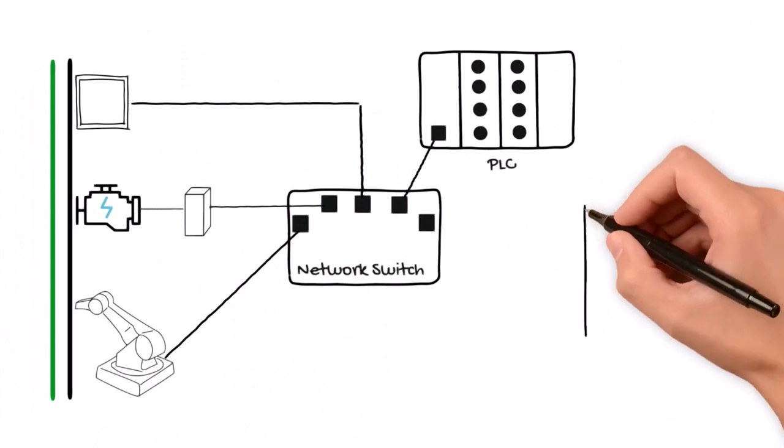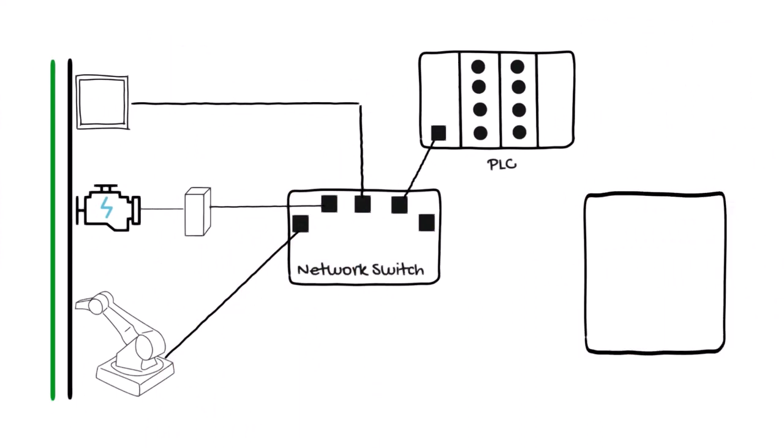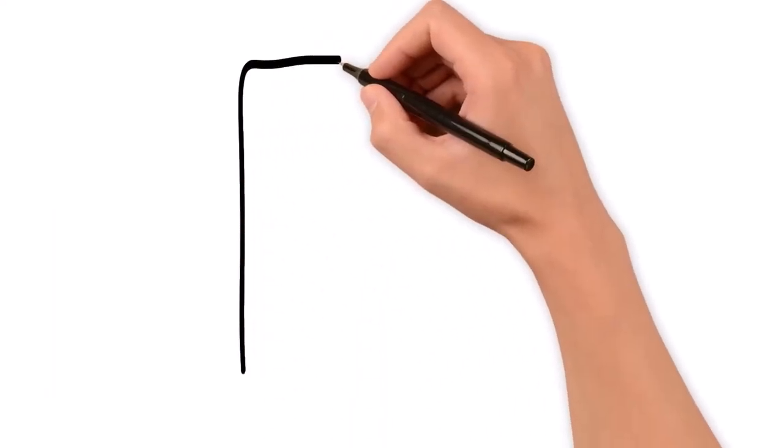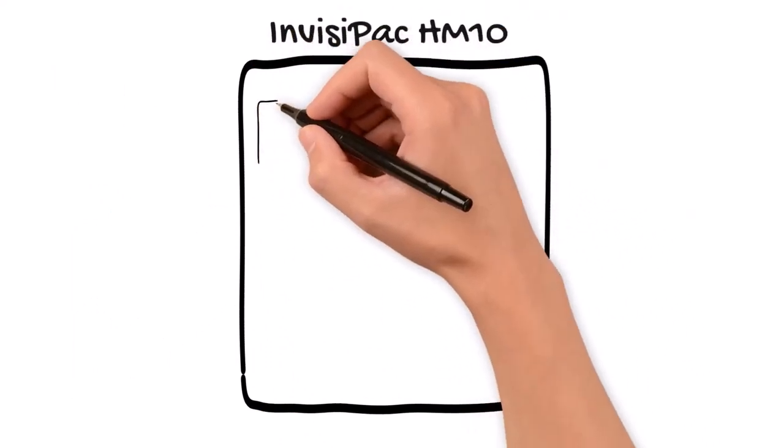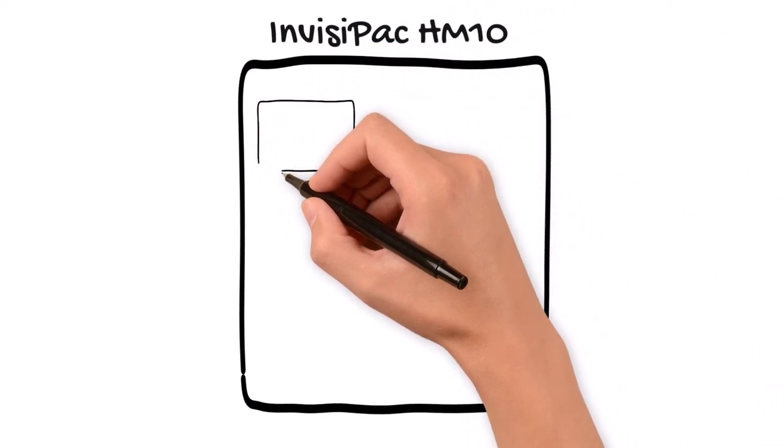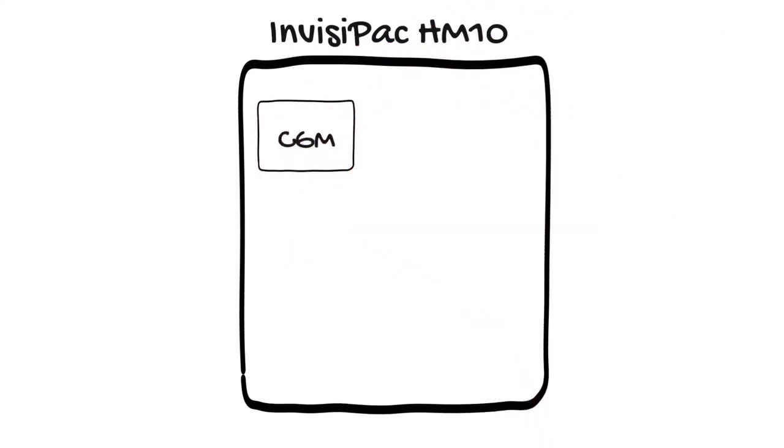Now we'll add a piece of Graco equipment to this assembly line. Graco equipment is just another device communicating with the same network switch. We'll use the Graco Invisipac HM10 hot melt adhesive dispense system in our example. The HM10, like many other pieces of Graco equipment, contains a Communication Gateway Module, or CGM, with an Ethernet port connected to the network switch.